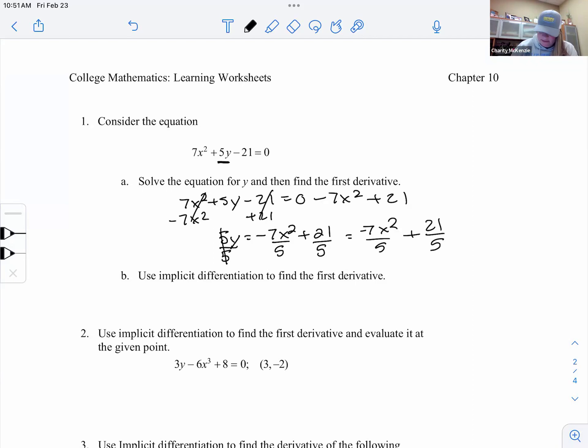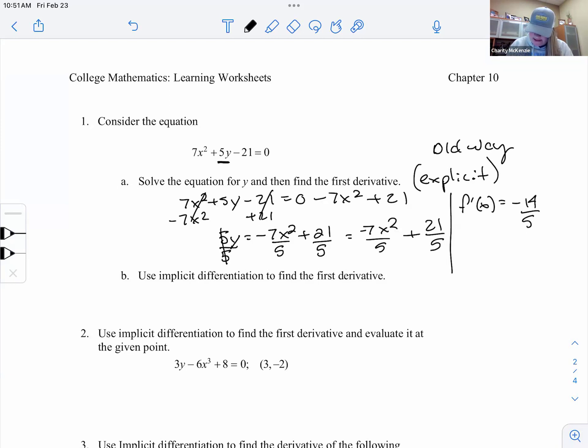This is explicit, just so we know. And this is the old way. It works easily for this problem. It doesn't work easily for others. Okay, so we're done. We have this explicit problem. We could then take the derivative if we wanted. So I'm going to just do that over here. The derivative of this function: the 2 comes down times the negative 7, so I see negative 14 over 5 still, and now it's an x, and the 21 fifths goes away.